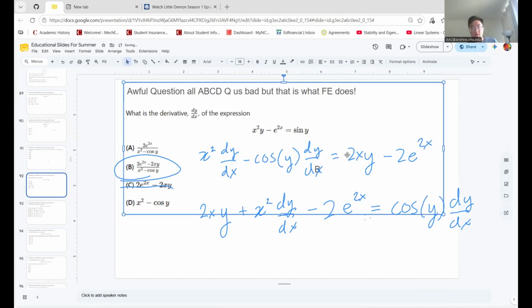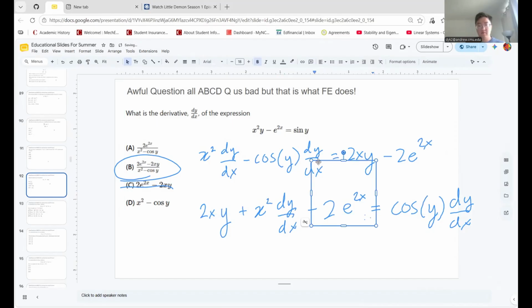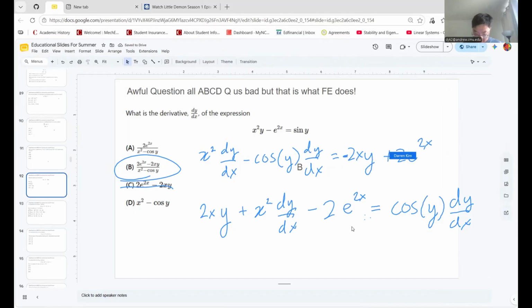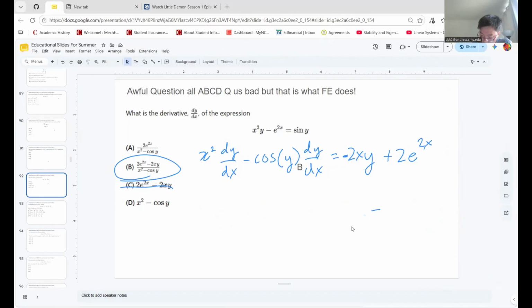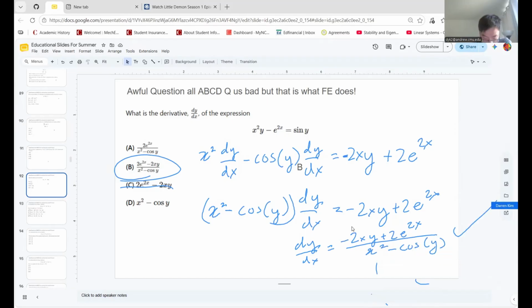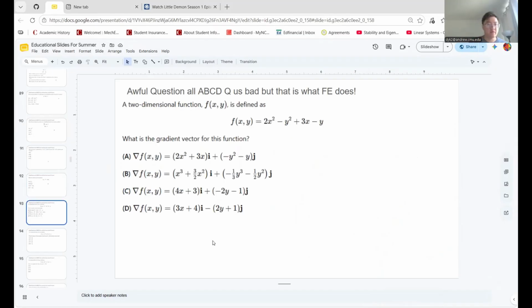Why is it not writing B? It's most likely B from what I can tell. I probably made an error somewhere because I don't see it. Oh, here it's supposed to be negative and plus. That makes sense, because you shift it over there and you shift this over here. This is why you need to know your fundamentals. If you know your fundamentals, you can get everything out, even if you forgot a lot of how to do something. So dy dx equals negative 2xy plus 2e 2x, divided by x squared minus cosine y. There you go. So it has to be B in that sense.